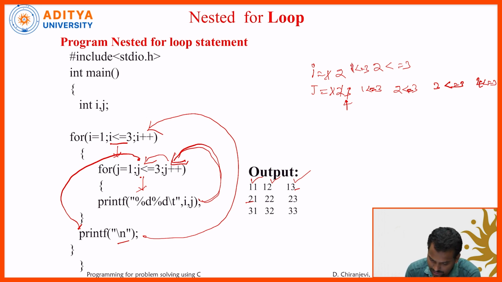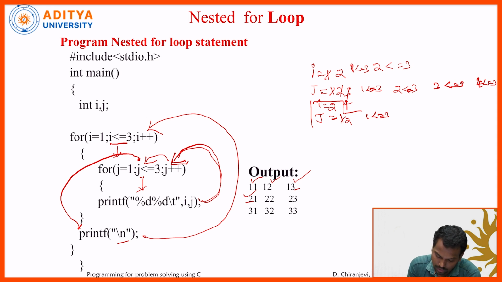So again it will set the j value to 1. Now currently the i value is 2 and the j value is 1. Now it will check j, that is 1 less than or equal to 3, true. So again you are printing i and j. Currently the i value is 2 and the j value is 1, so it prints 2 1. And then after that j plus plus, the j value became 2. With j value 2, again it will check 2 less than or equal to 3, so that is true.